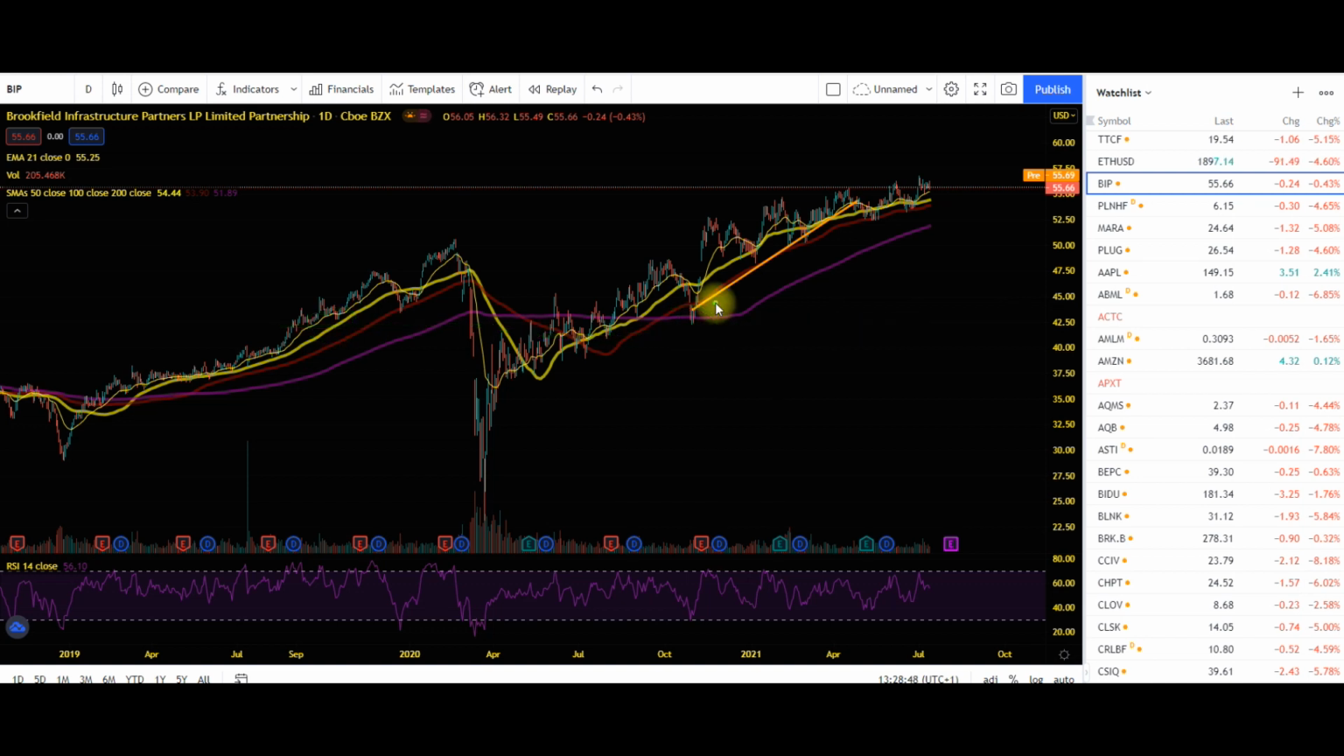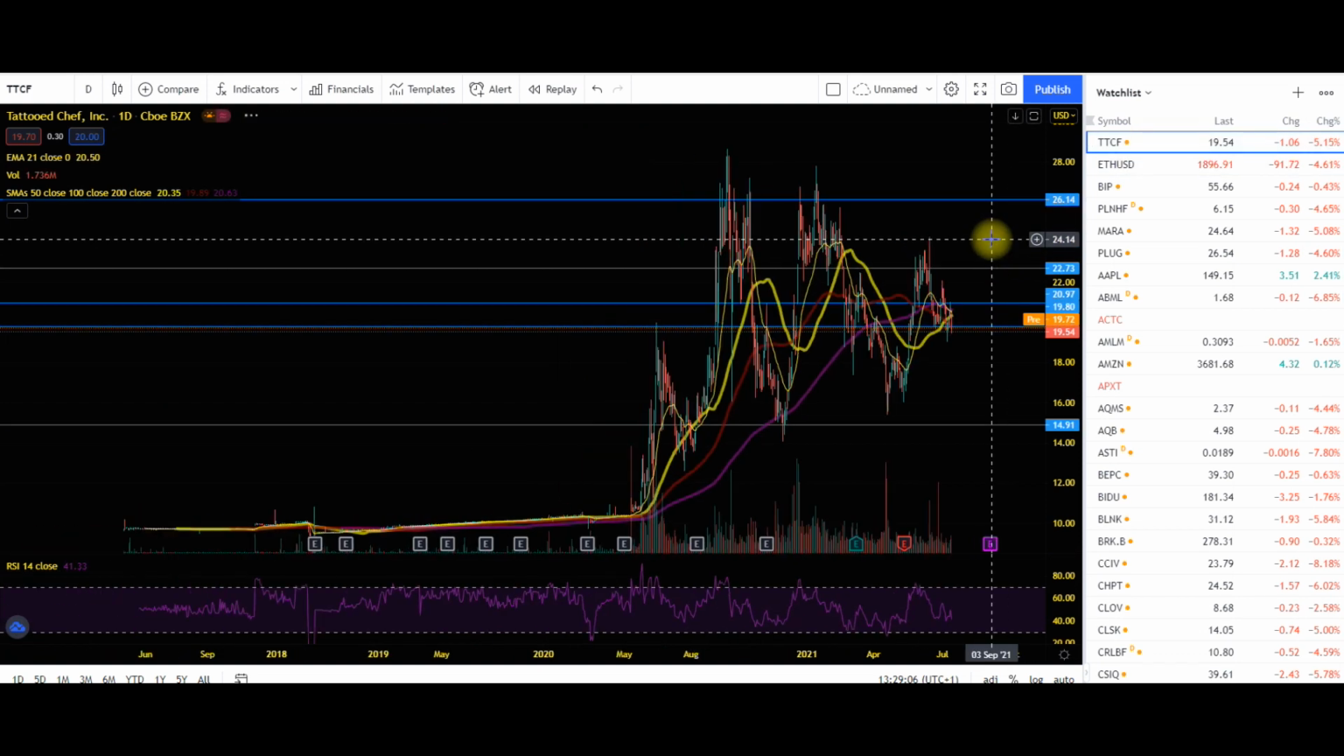And knowing when a stock technically is at a support or resistance can be a great indication, guys, to learn in the stock market when you should in fact be buying or whether you should be selling one of your stocks. So how do I do this? Well, let's just go on to a random stock. Let's go on to Tattooed Chef, for example, which is ticker symbol TTCF.